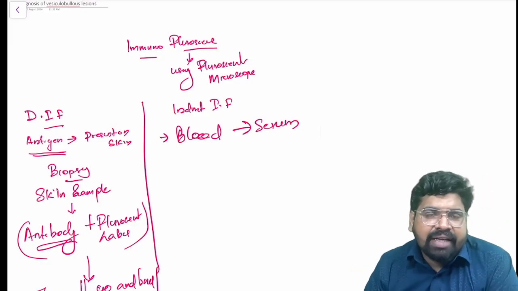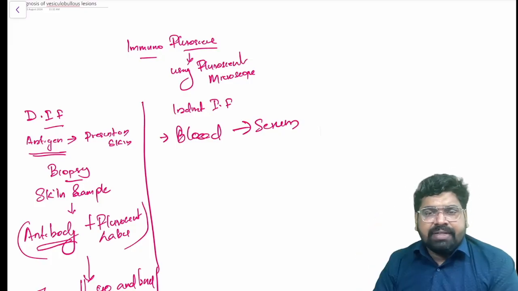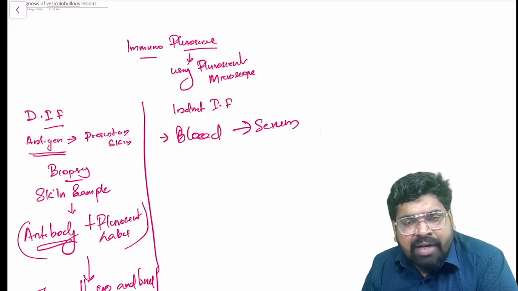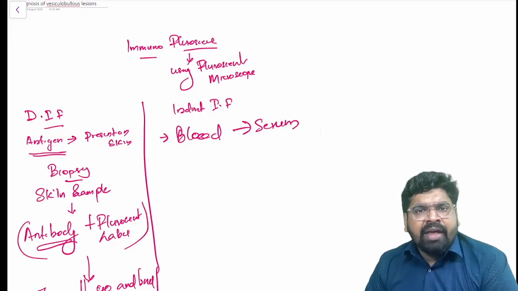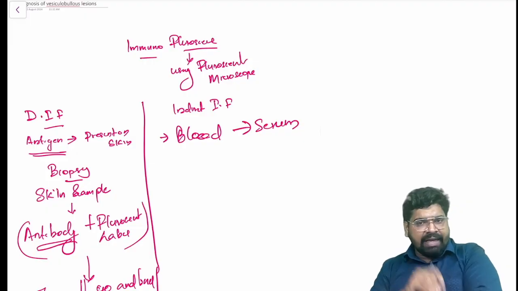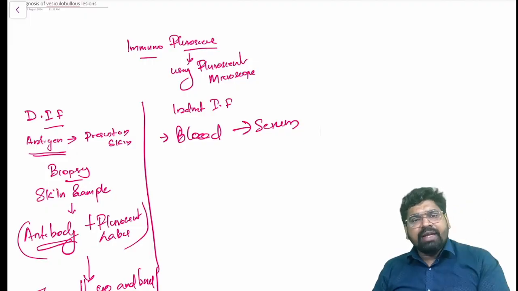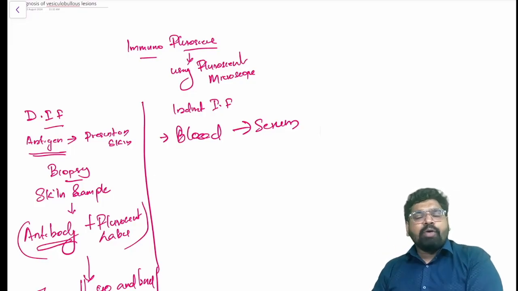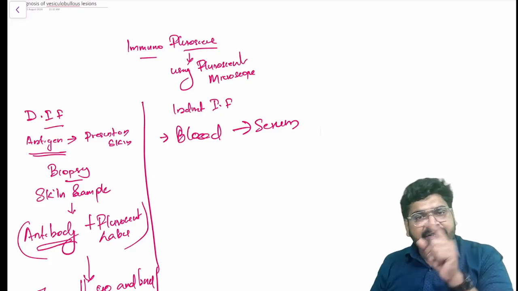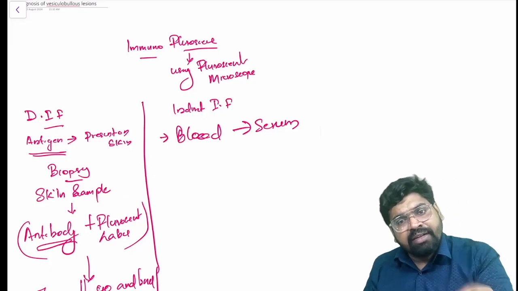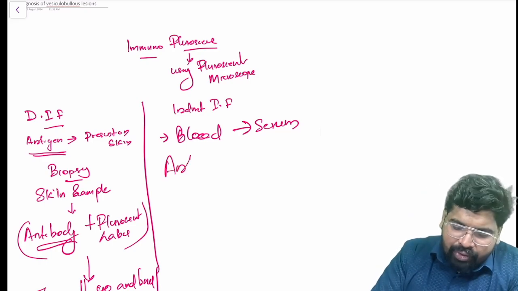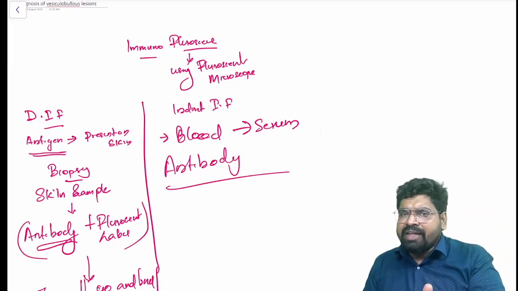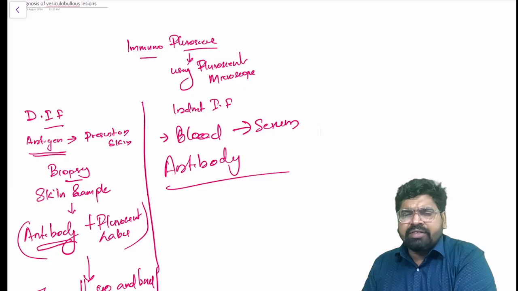Now, why are we taking the serum? If a person has an antigen-antibody or autoimmune disease, the antigen will be at the site while the antibody will be circulating in the serum. This time I am going to take the serum of the patient and check whether this antibody is there. So here I am going to check the antibody, to see whether this patient has the antibody circulating in his serum.